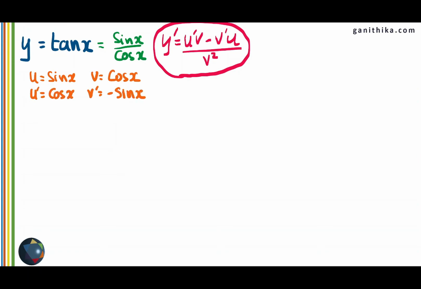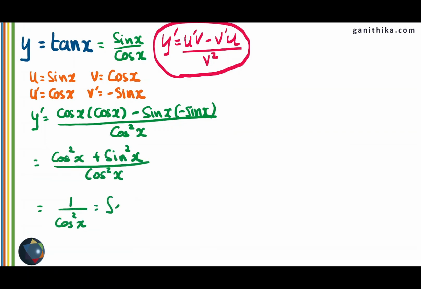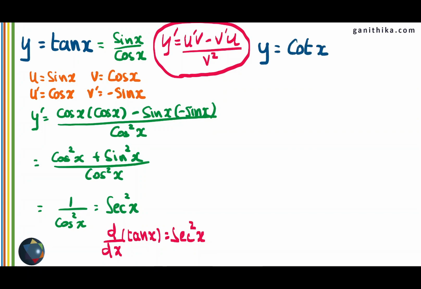their derivatives and the functions, we will get cos x times cos x minus sin x times minus sin x over cos square x. And simplifying them, you can see that the numerator is 1 over cos square x, which is secant square x. Therefore, the derivative of tan x is secant square x, and this can be taken as a formula. Similarly, y equal to cot x.